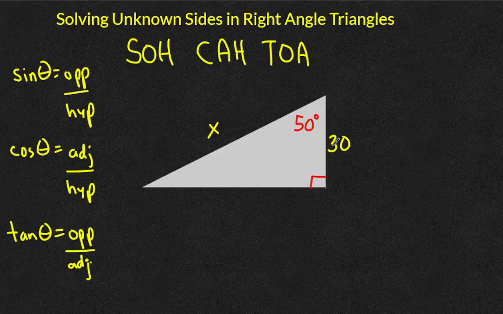But this side, which used to be our opposite, is no longer our opposite, because now it's the side that connects our angle to our right angle. This is now our adjacent. We're looking at our adjacent and our hypotenuse, which means this is a cos. Let's write this out and see what it looks like. We have the cos of 50 degrees, and it's going to equal our adjacent side, which is 30, divided by our hypotenuse, which is x.